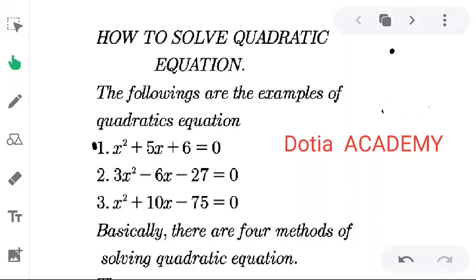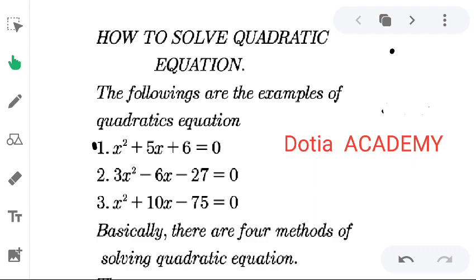In this tutorial, I'm going to be teaching you how to solve quadratic equations by considering these three quadratic equations as shown in this video. The first quadratic equation you have is x squared plus 5x plus 6 equal to 0, followed by 3x squared minus 6x minus 27 equal to 0, and x squared plus 10x minus 75 equal to 0. This third example I'm going to give to you as an assignment for you to solve.